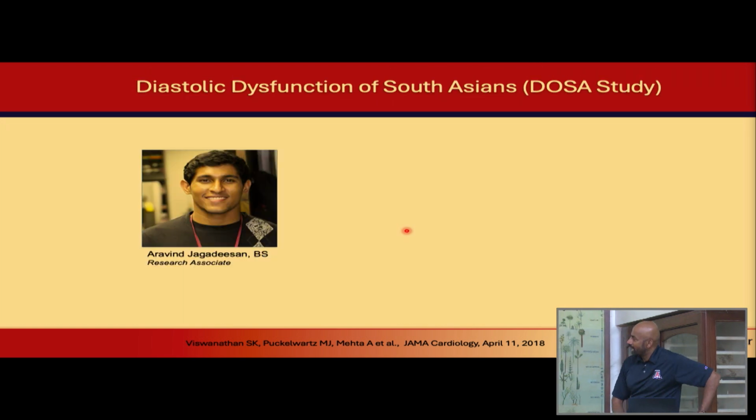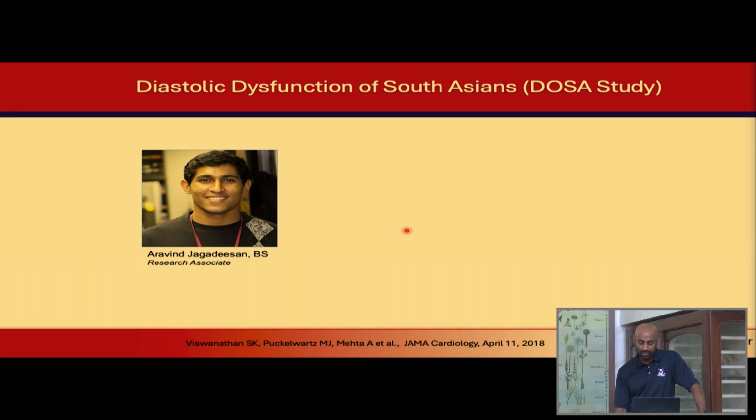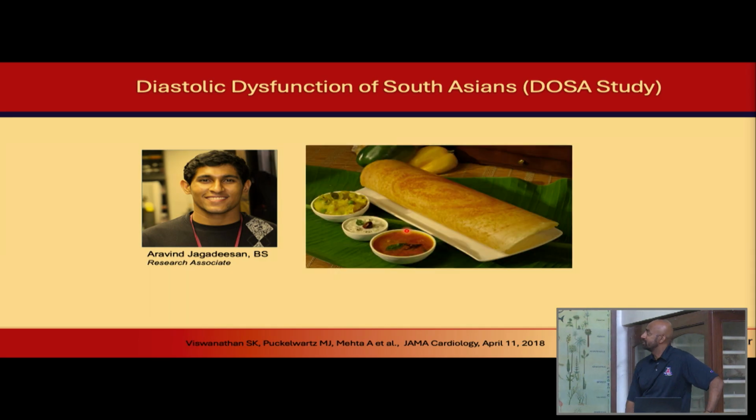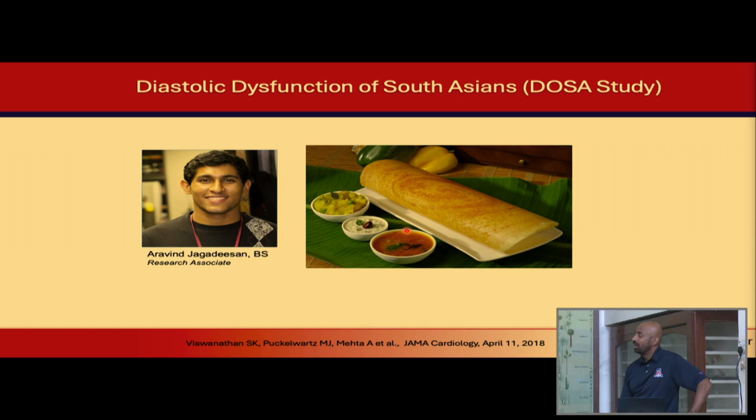This guy is Aravind Jagadishan. He graduated from undergraduate and then joined my lab, and he wanted to do a research project. So I told him we need to go to our community, collect samples to screen for the variant. He named the study the Diastolic Dysfunction of South Asians, or DOSA study.